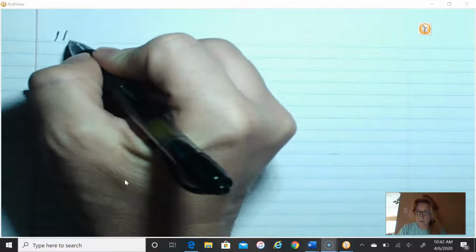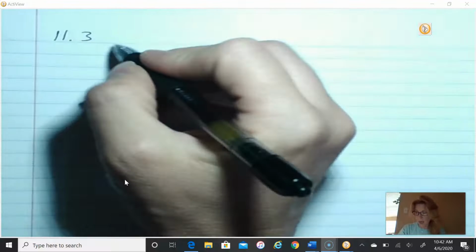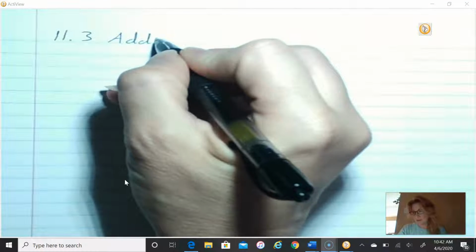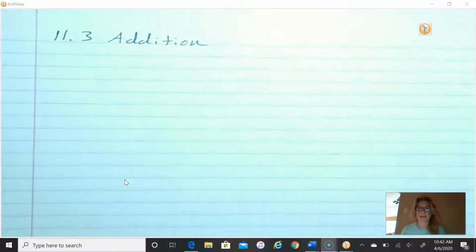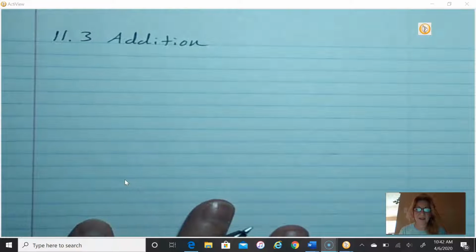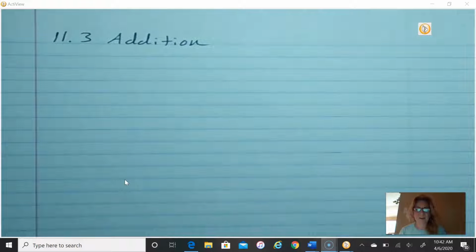Okay, so 11.3 is addition. Now, this is a funny thing. Here's the deal about addition. Y'all are going to have to start looking at numbers and integers differently now. When it says addition, it doesn't necessarily mean you're adding, okay? It should be adding and subtracting integers, because even though there may be a plus sign on there, you're not always going to be adding.